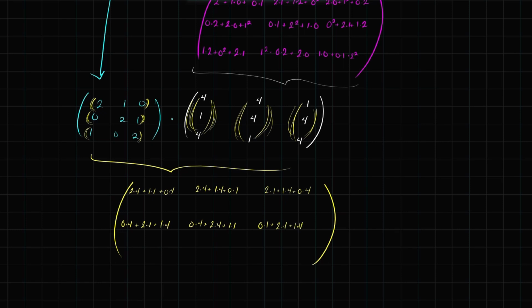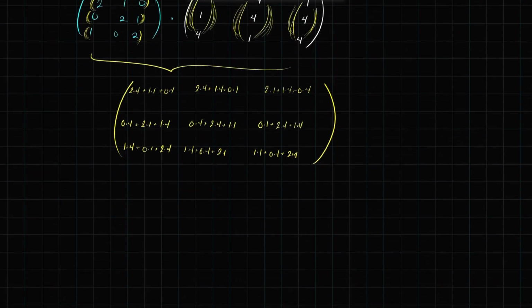The bottom against the left gives me 1 times 4 plus 0 times 1 plus 2 times 4. The bottom against the middle gives me 1 times 4 plus 0 times 4 plus 2 times 1. The bottom against the right gives me 1 times 1 plus 0 times 4 plus 2 times 4. If I go ahead and compute all 9 of these terms, I'm left with the 3 by 3 matrix.